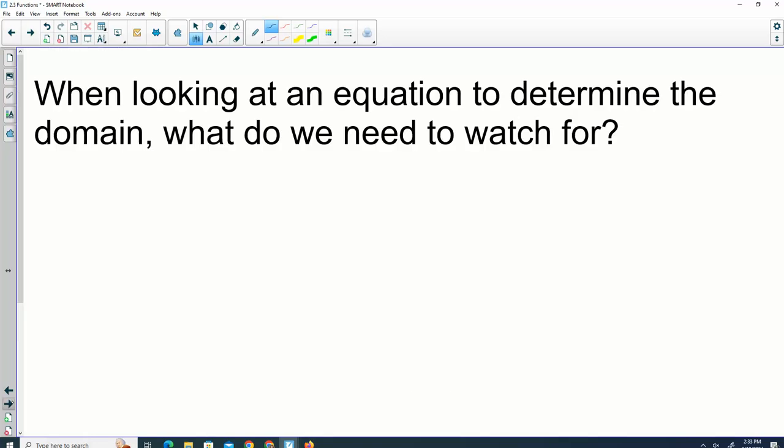Let's talk about domain. Domain is asking what your possible x values can be. So if you're looking at a graph, you can just look at it and tell. If I'm looking at an equation, there are really a couple things that we need to worry about. In a fraction, what can't happen?